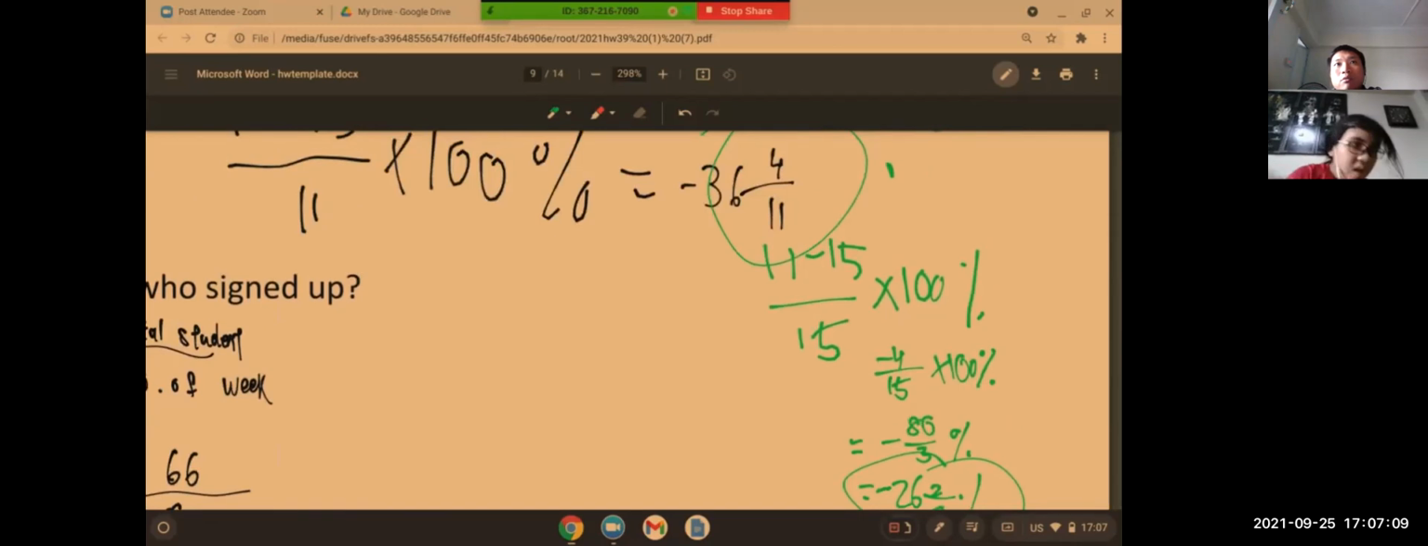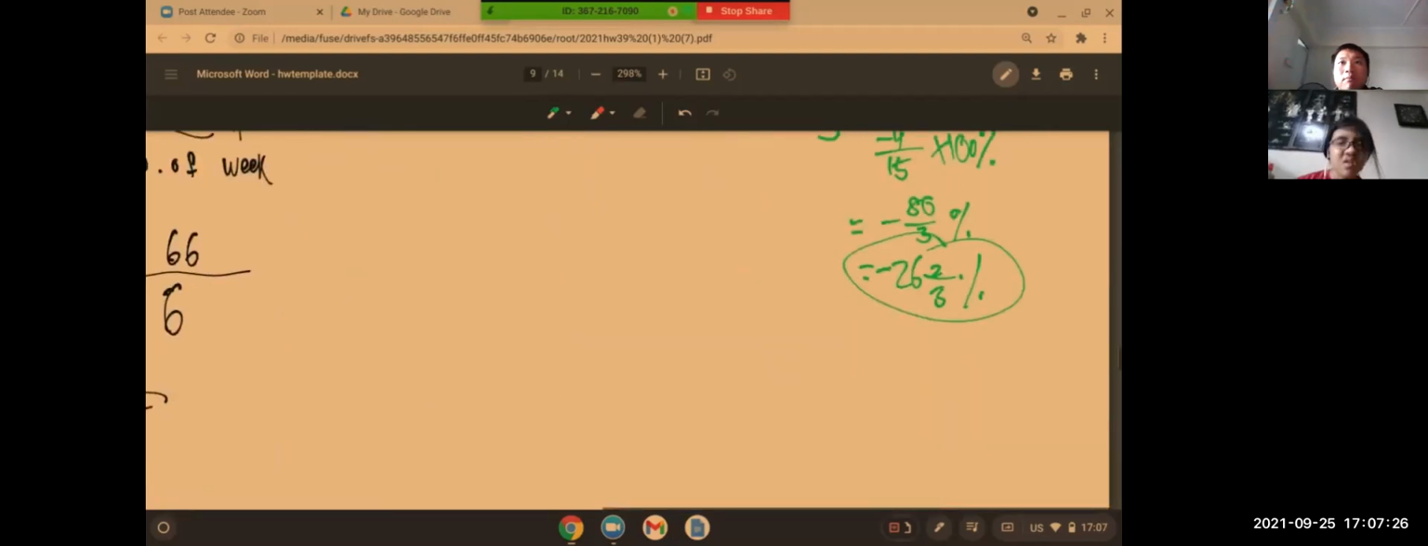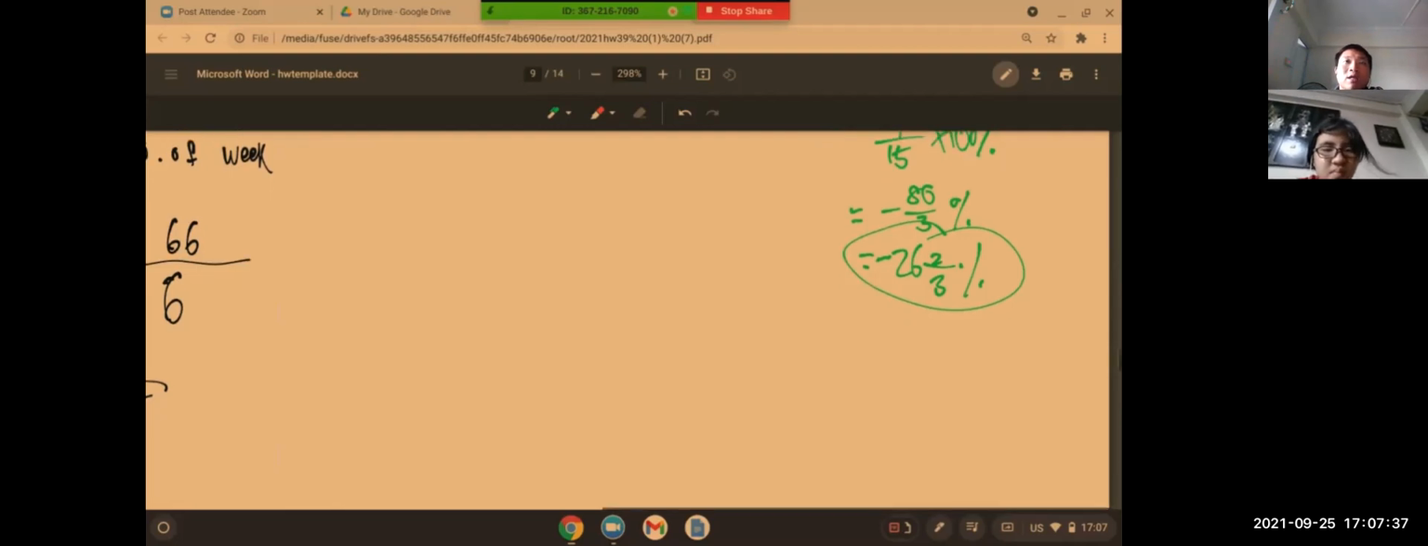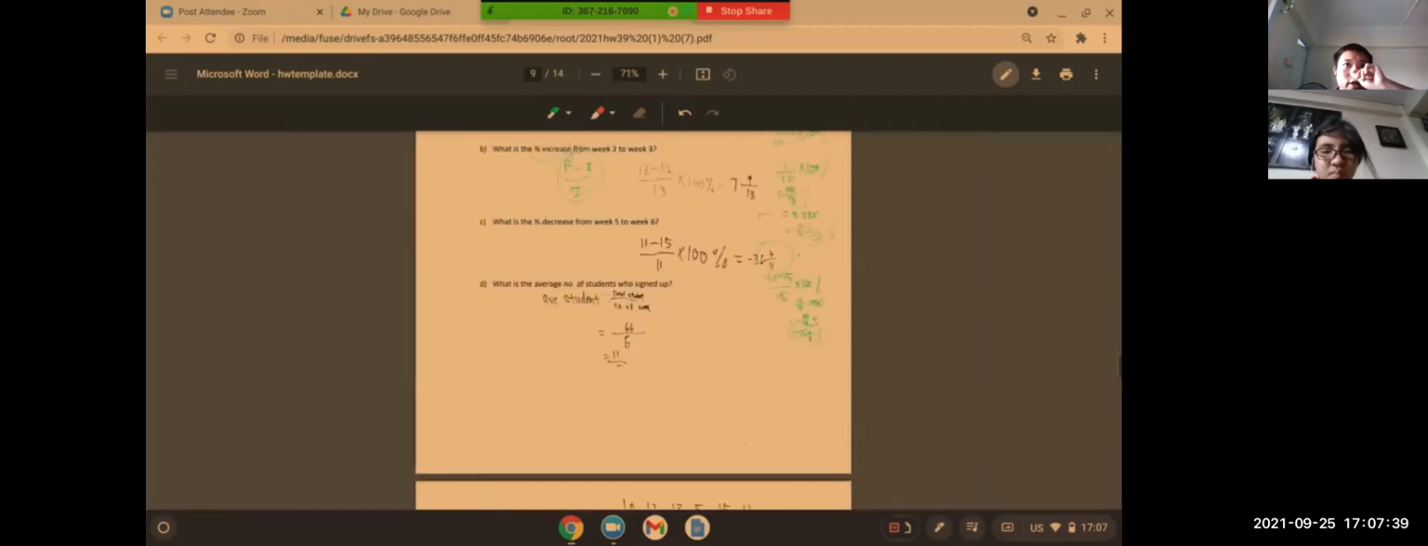So what's the difference? One has a percentage sign, one doesn't. Okay, so what is the negative 36 4/11? It's a fraction. Then what about the negative 26 2/whatever? It's a percentage, but this is called a fraction percentage. That's the difference. One is fraction, one is fraction percentage. Okay, continue, next question.